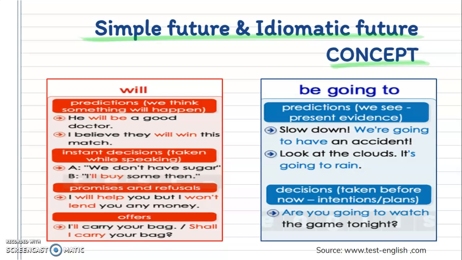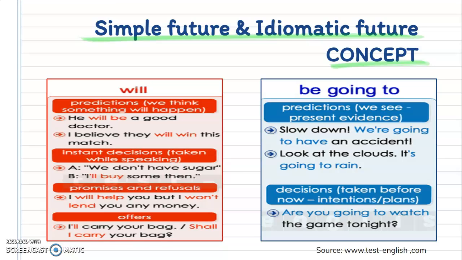On the other hand, we use idiomatic future to express predictions. These are things that we see. We have present evidence. For example, slow down. We're going to have an accident. Or, look at the clouds. It's going to rain.